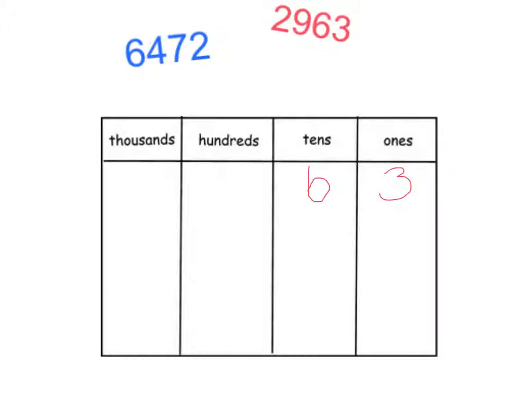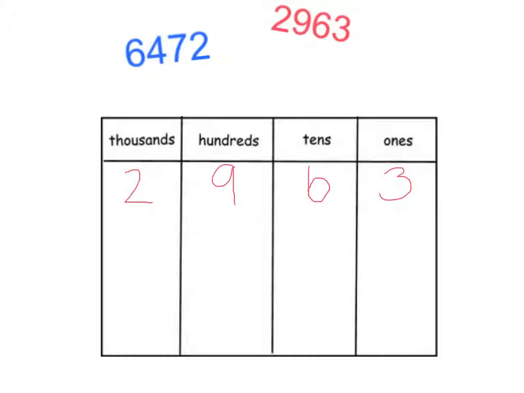And we have 9 in the hundreds column, so we have 9 hundreds. And the last digit we will use is 2. We have 2 in the thousands column. Alright, so there is our number 2,963 on our place value chart.